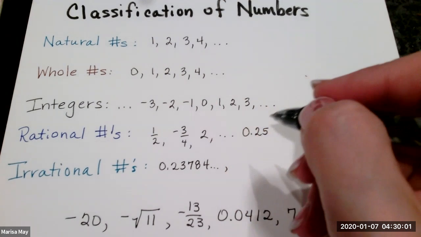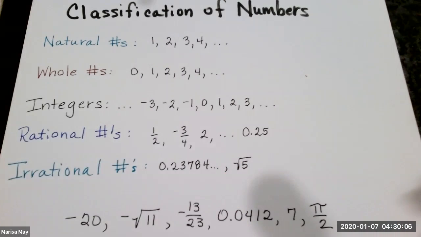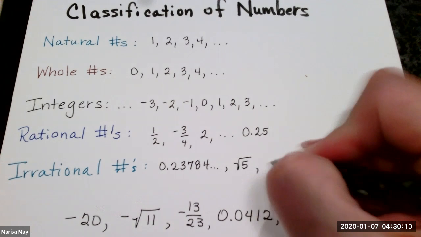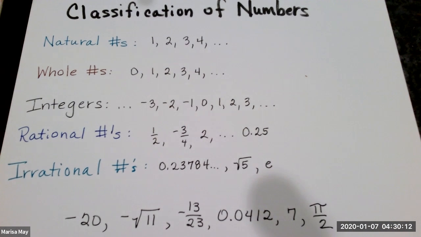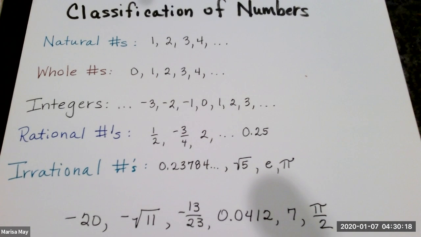We've also got in the irrationals any square roots that are not perfect, that don't simplify. I like to add in here also you've got the number e, Euler's number, 2.7 and some decimal. You've also got pi. So let's take the list of the numbers that I have at the bottom and let's see what they classify as.